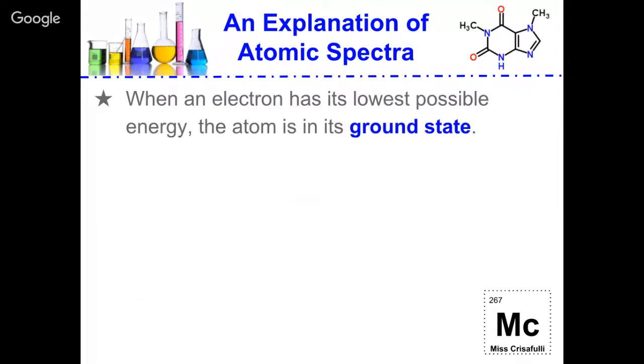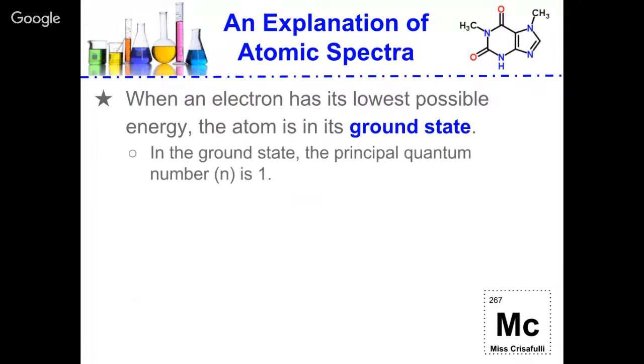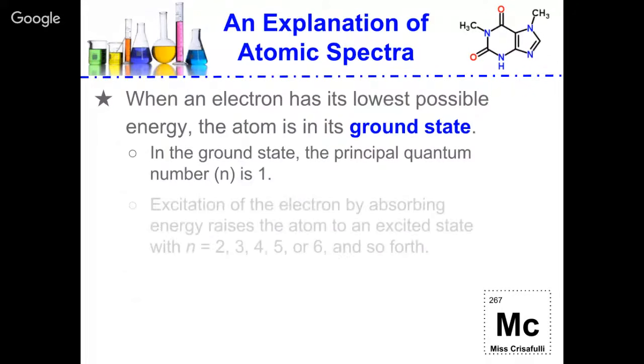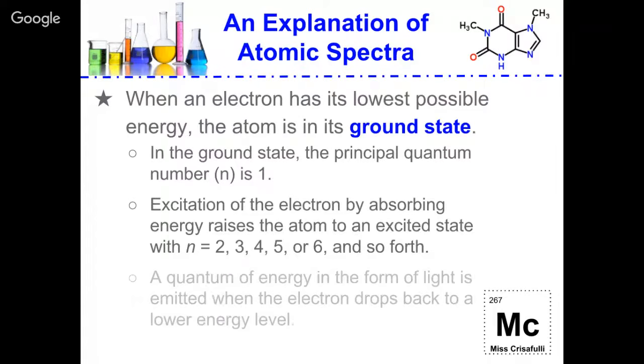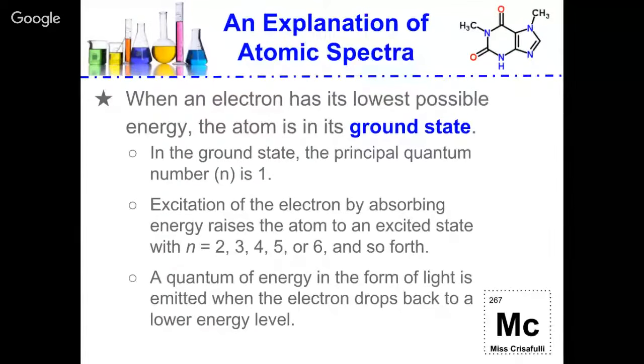When an electron has its lowest possible energy, the atom is in its ground state. That has a principal quantum number of 1. Exciting an electron by absorbing energy raises the atom to an excited state with n equals something higher than 1. So the quantum of energy in the form of light is emitted when the electrons drop back to a lower energy level.